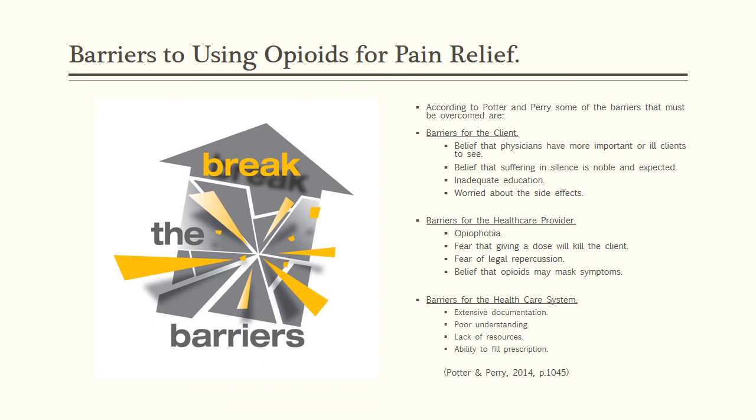Some of the barriers for the healthcare provider is an opioid phobia for whatever reasons. They could also fear that giving a dose will kill a client, or fear of legal repercussions. Or they may also believe that opioids may mask the symptoms that the client may be experiencing. Some of the barriers for the healthcare system, of course, is extensive documentation, poor understanding, lack of resources, and inability to fill prescriptions.